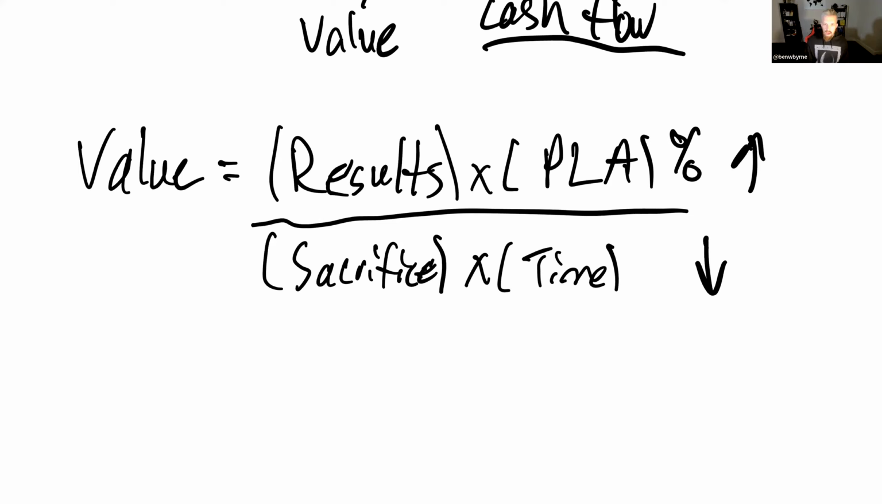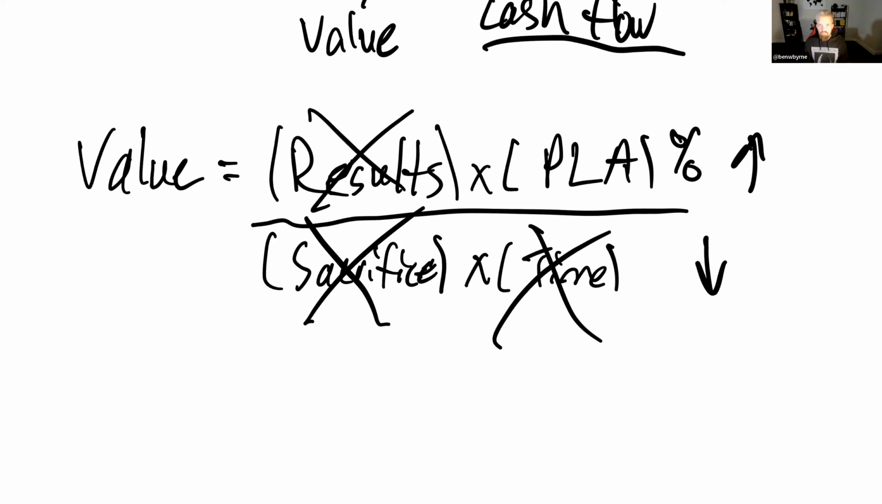So we want to show them why, if they work with us, it's going to be the least amount of time and sacrifice to get to their outcome. So we cross these guys off the list, and that if they work with us, they're going to get the biggest result. So we cross this one off the list.